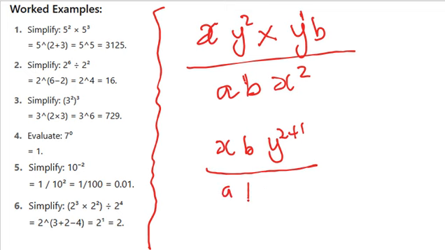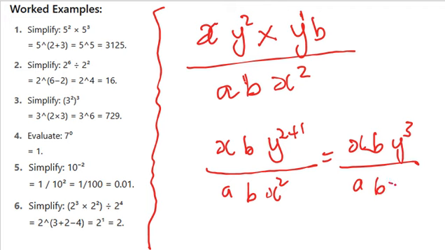Remember, below we still have abx squared, and we're gonna have xb on top, y to the power of 3, over abx squared. Simplify it now. So let's solve this further. What do we have here? We have b. Let's start with x. We have x and x here, so we take the exponents and subtract. This is the power of 1, so it's gonna be 1. Remember, we take the exponent on top minus the exponent below.